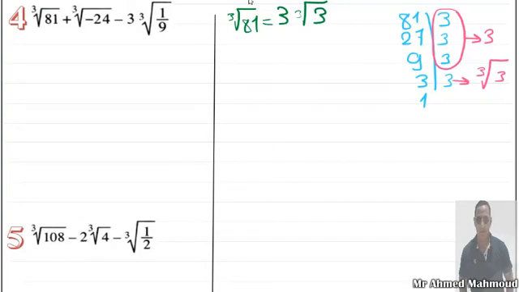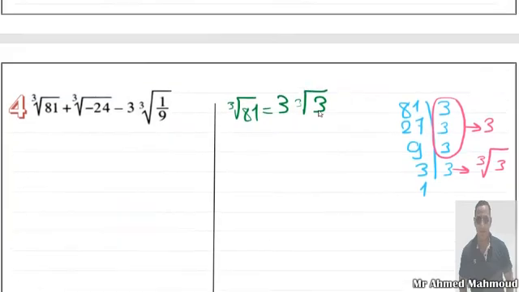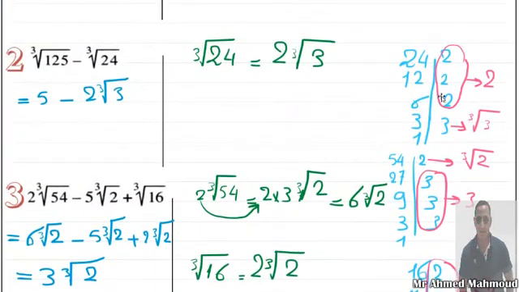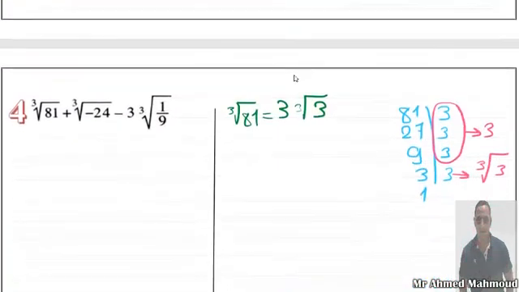Okay, cubic root 24, we factorized 24 before. Here it's 2 cubic root 24, it's 2 cubic root 3.